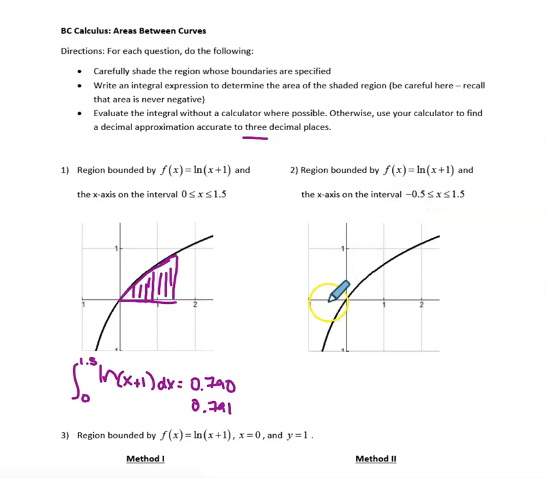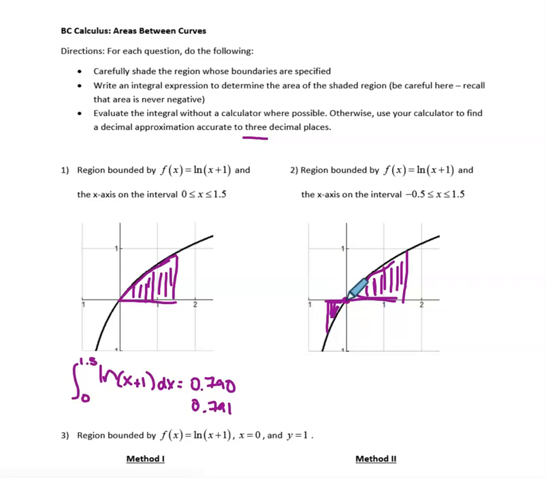So now let's get a little bit more tricky and let's introduce a new limit of integration that is a negative 0.05. So now if I integrate from negative 0.05 to 1.5, I've got this region here that is below the x-axis and this region here that is above the x-axis. So what I need to do is I need to split my integral into 2 parts because if you think about it, the x-axis, which is one of my boundaries, and the ln of x plus 1, which is one of my boundaries, they intersect at the origin.